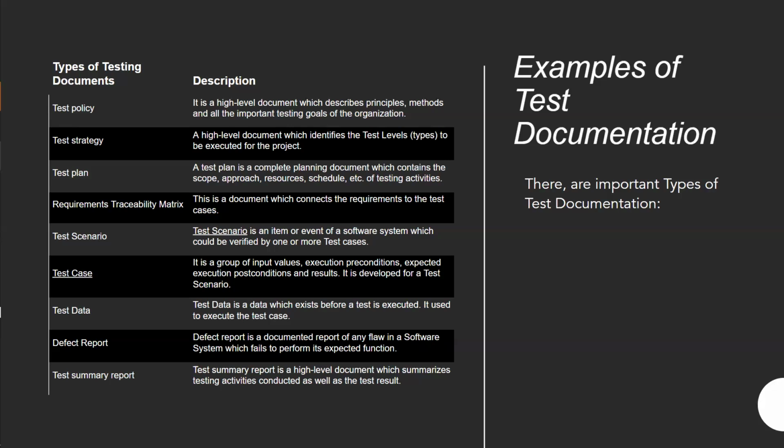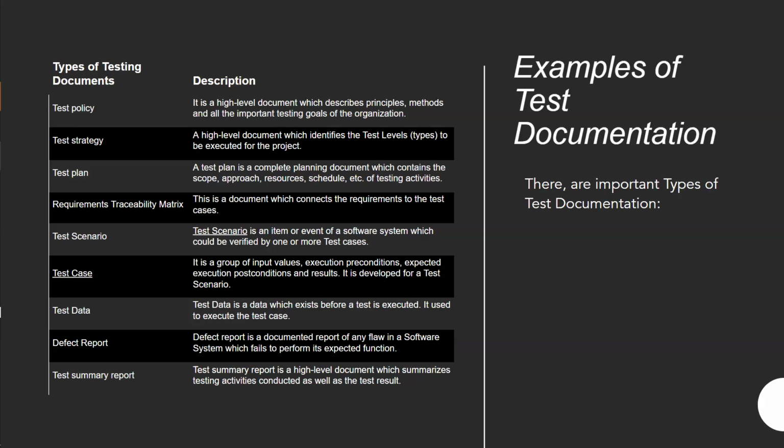Thank you. So test policy is a high-level document which describes principles, methods, and all important testing goals of the organization. It's the policy to be followed by the organization based on the testing principles they have identified. This is actually to keep the organization in check. Then you have the test strategy, like I said, based on the test levels to be executed for the project, but it's usually contained in the test plan.